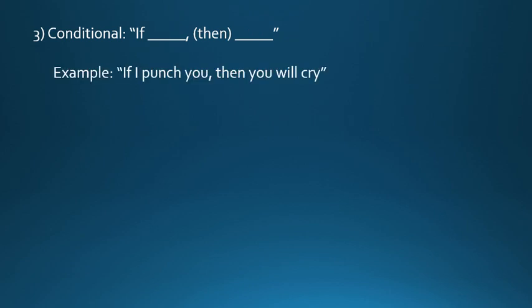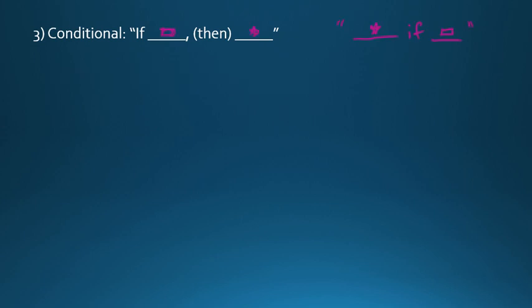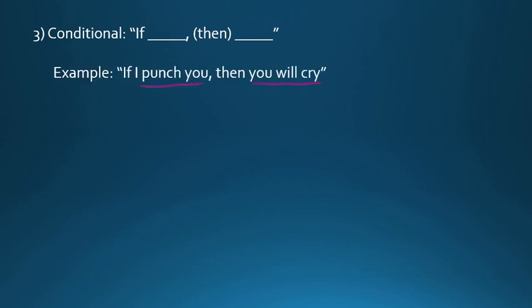An example of how you would write this is, if I punch you, then you will cry. Either I punch you or I don't punch you, and either you will cry or you won't cry. The other way you could state this using the alternate form is, you will cry if I punch you.